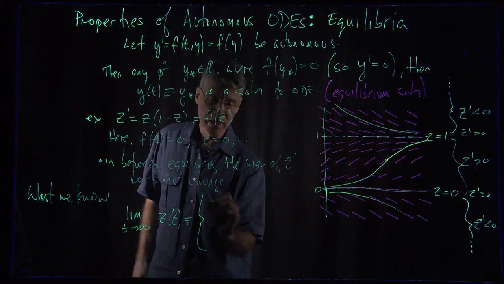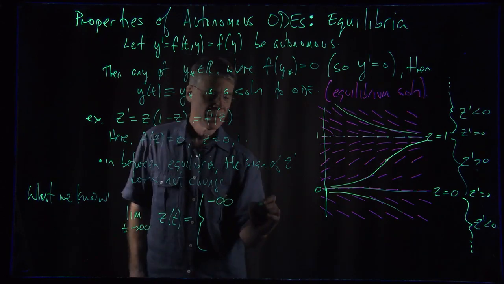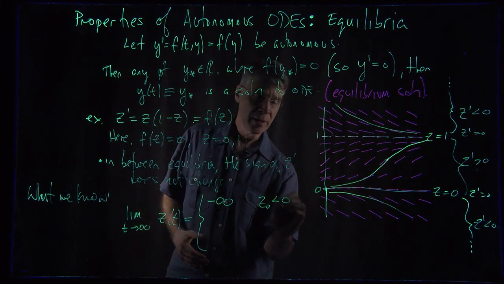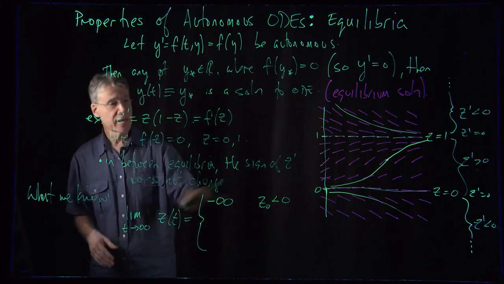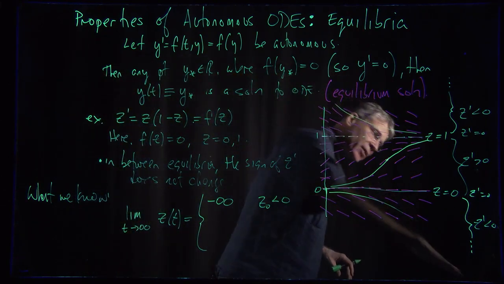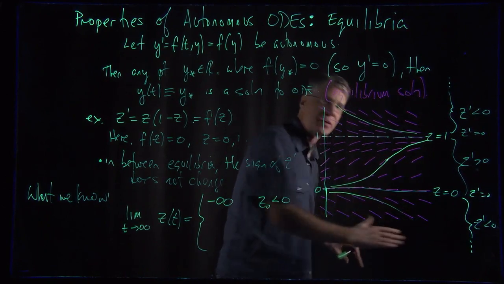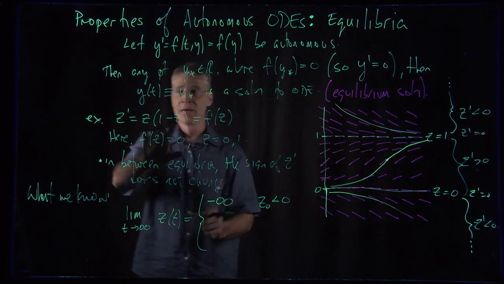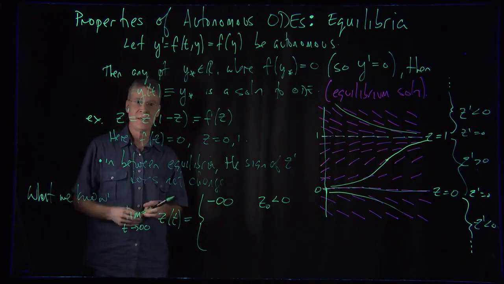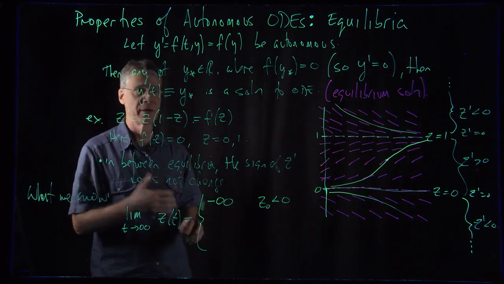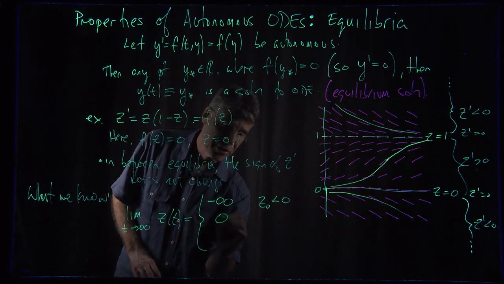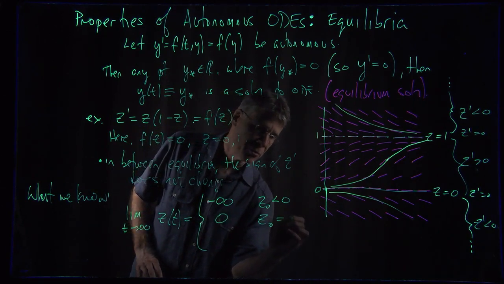I can say it's minus infinity if z0, my initial value, is less than 0, because I know that all these solutions always go down forevermore. They can't settle down to something pretty far down there because f of z will be negative for all z less than 0. There's no other zeros down there, so it can't settle down before it gets to infinity. So this will go off to infinity. I know that it's 0 if z0 equals 0.